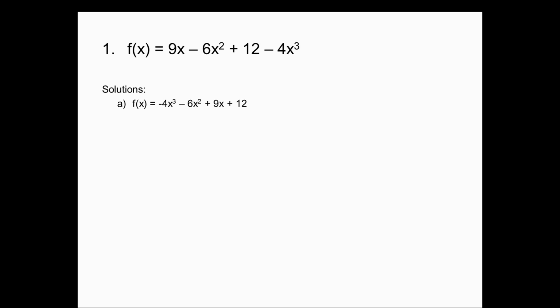When we're doing descending order, the exponents on the variables are supposed to go down. So in descending order, it would be minus 4x cubed minus 6x squared plus 9x plus 12. For the ascending order, just reverse it. It's going to be 12 plus 9x minus 6x squared minus 4x cubed.